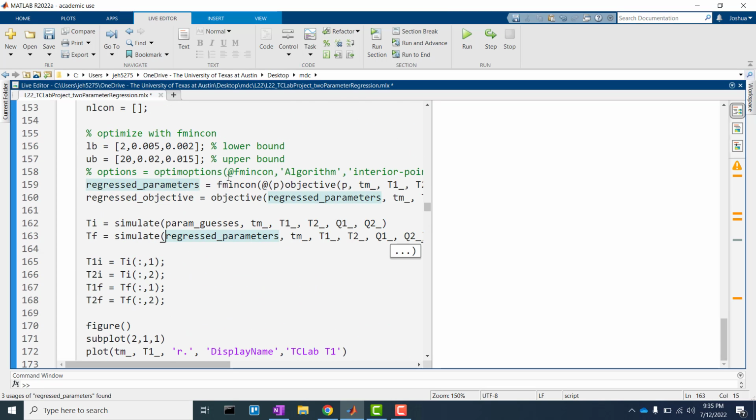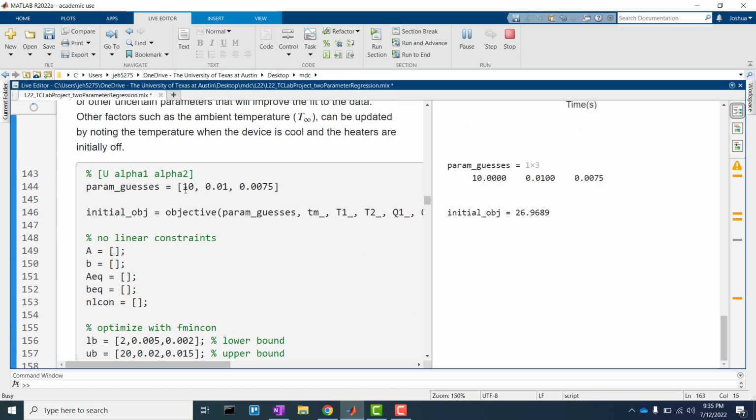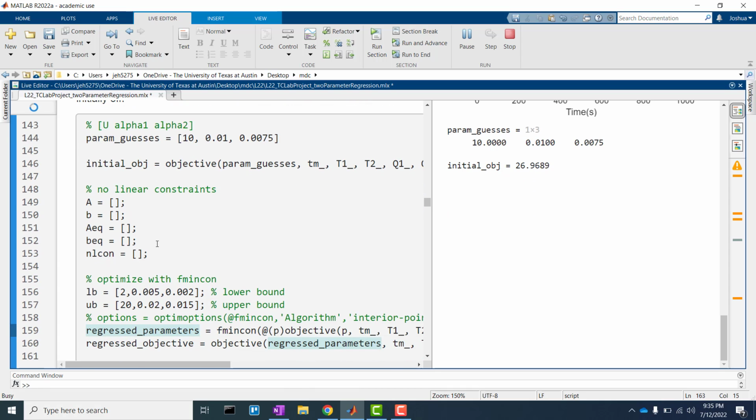So first, let's look at our physics-based equation. Let's go ahead and optimize this. We're going to optimize three parameters, U, alpha 1, and alpha 2. We're going to go ahead and just do no linear constraints, and we're just going to do upper bounds and lower bounds using LB and UB. To do that, we can still use fmincon.